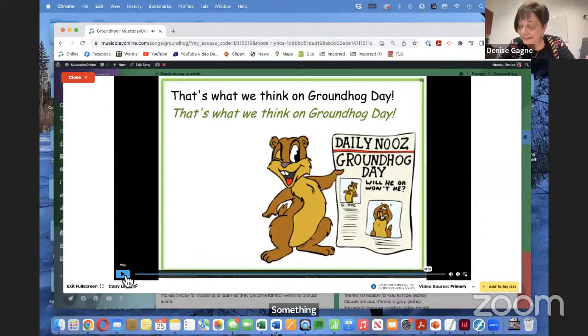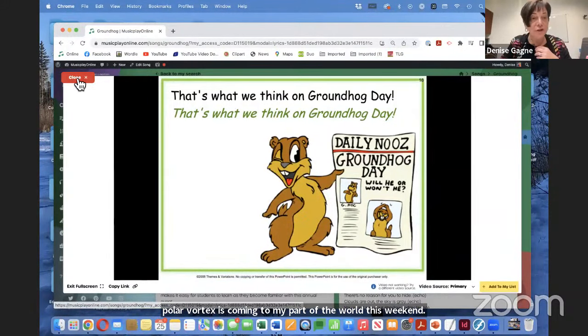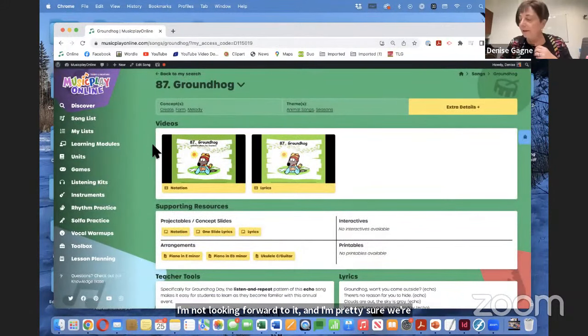So if he sees his shadow, winter stays, and the Arctic polar vortex is coming to my part of the world this weekend. I'm not looking forward to it, and I'm pretty sure we're going to have at least another month of nasty, nasty weather.